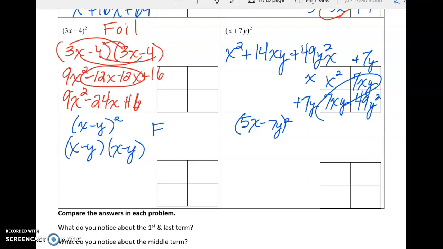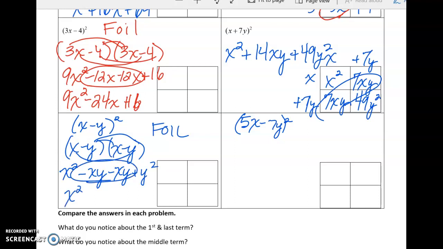I'm going to FOIL it because that's the method I prefer. So x squared, the outers, x times negative y is negative xy. My inners is also negative xy. And then on my two last, negative times negative is a positive y squared. So when I combine my like terms in the middle here, negative xy plus negative xy is negative 2xy, and then I have the plus y squared on the end.